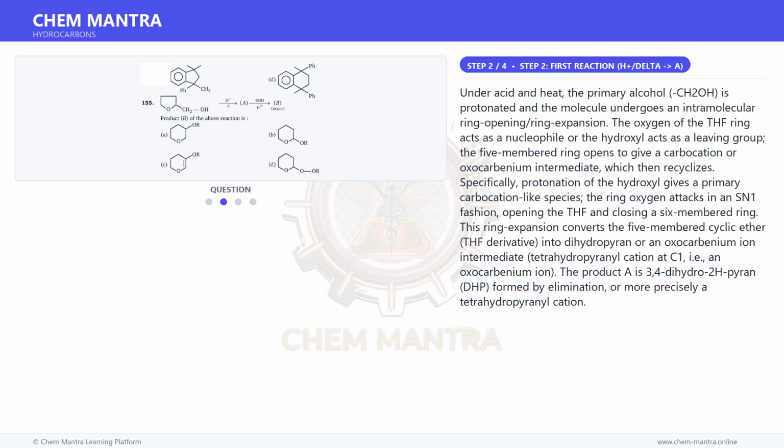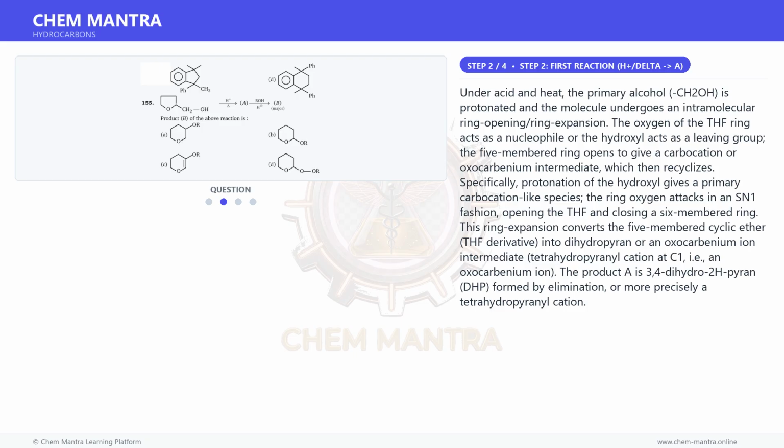Moving on to the next step. Under acid and heat, the primary alcohol, CH2OH, is protonated and the molecule undergoes an intramolecular ring opening ring expansion. The oxygen of the THF ring acts as a nucleophile or the hydroxyl acts as a leaving group. The 5-membered ring opens to give a carbocation or oxocarbenium intermediate, which then recyclizes. Specifically, protonation of the hydroxyl gives a primary carbocation-like species.